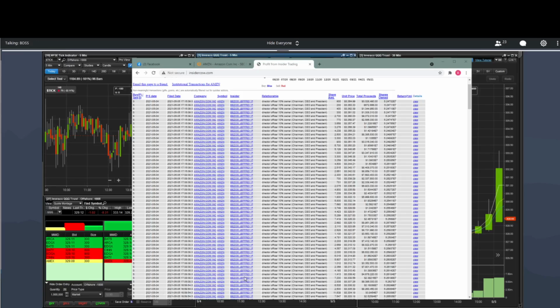This is all Bezos selling. It was like $4 billion worth of shares. Yeah, look at them all. Millions. That wasn't helping the stock go up. Yeah, he sold a lot, and that was all yesterday.